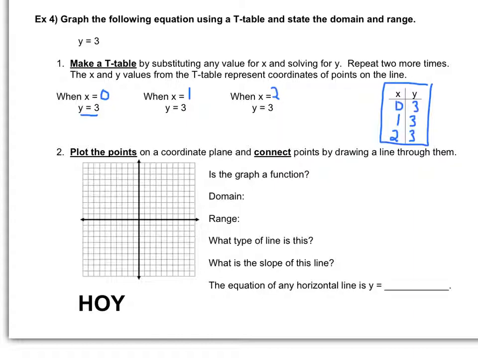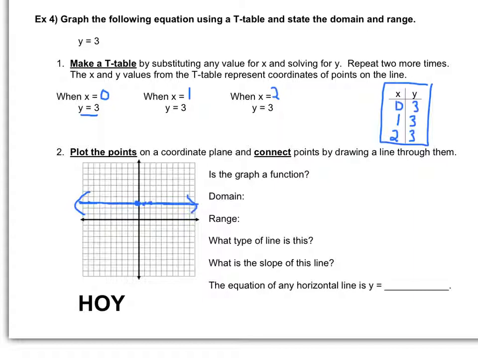So let's plot these points and see what this line looks like. So we have 0, 3, 1, 3, and 2, 3 all right here. See these points? No matter what I put in for x, y will always be 3. So that means that this is a special kind of line, and it's going to be a horizontal line that goes from left to right. And no matter what value I put in for x, it will always be on this line where y is equal to 3.